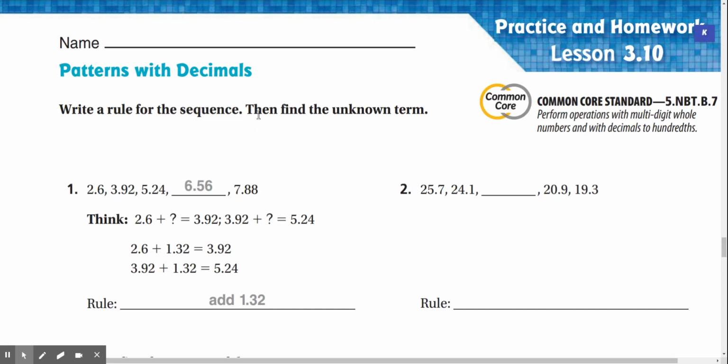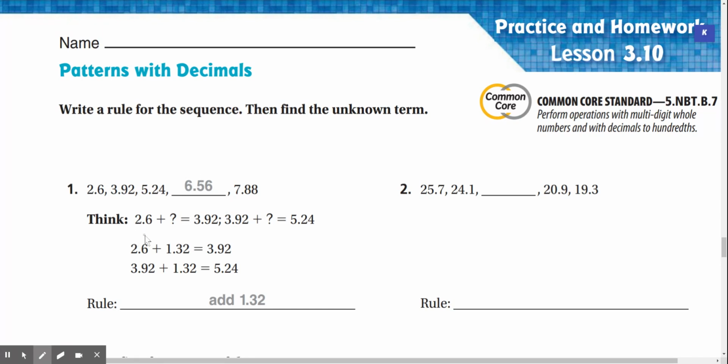Practice and homework, lesson 3.10. Patterns with decimals. Write a rule for the sequence, then find the unknown term. Number 1, we have numbers 2.6, 3.92, 5.24, 6.56, and 7.88.